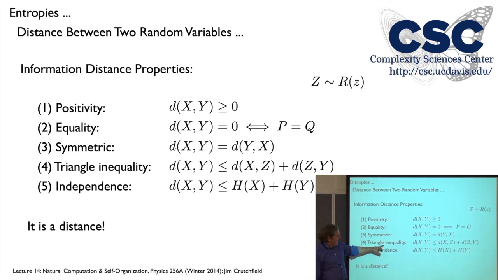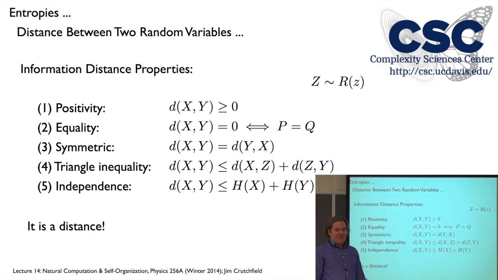More subtly, it actually satisfies a triangle inequality. The distance between x and y is less than or equal to the distance between x and some new random variable z, some other point out here, plus the distance between z and y. And it also has a sort of independence threshold. It's bounded above. The largest distance you can have is when the two distributions are independent. So very nice properties, and so it is actually a distance measure in the space of distributions.